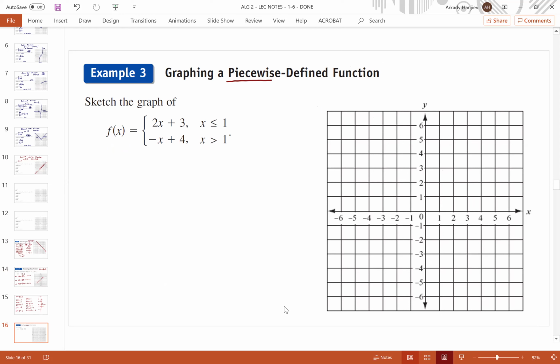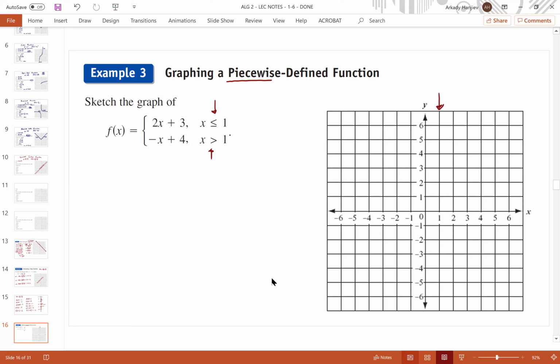Let's do an easy one first. These are 2 linear functions, since we know how to do linear functions already. So 2x plus 3, as long as, so we're going to use this function as long as x is less than or equal to 1. So this little 1 is the x value that changes the function. Anything above 1, we're going to use the bottom function. So 2 functions we're using, they're both linear, but let's go with it.